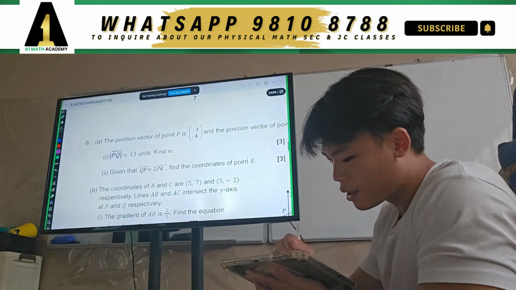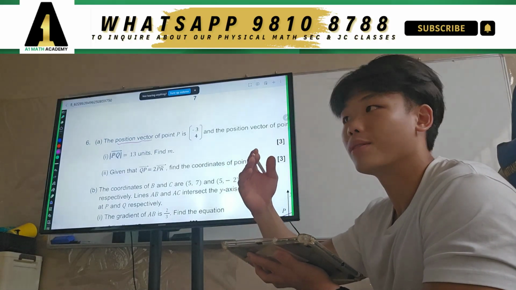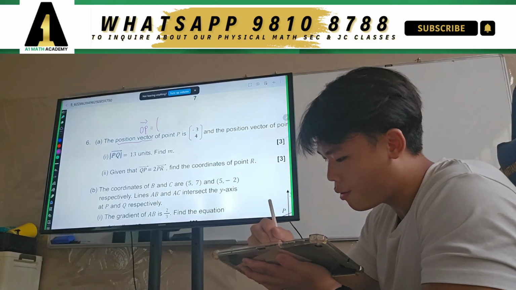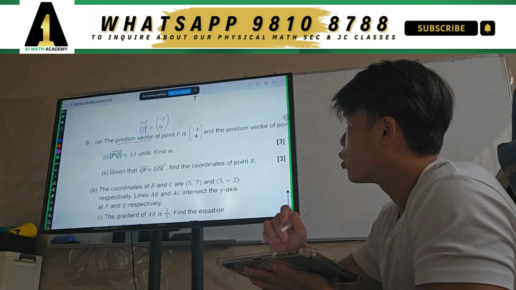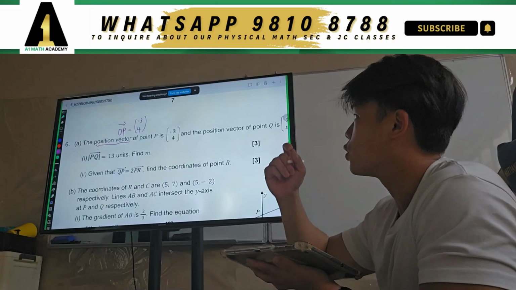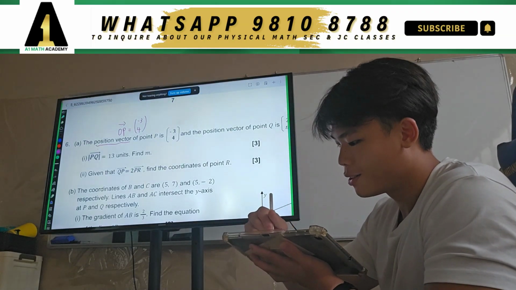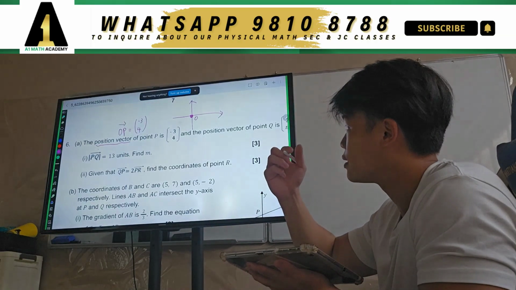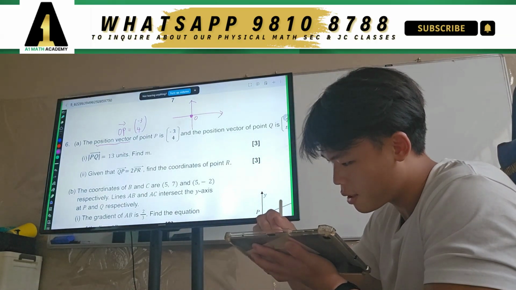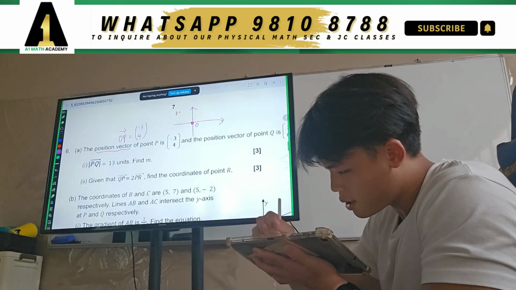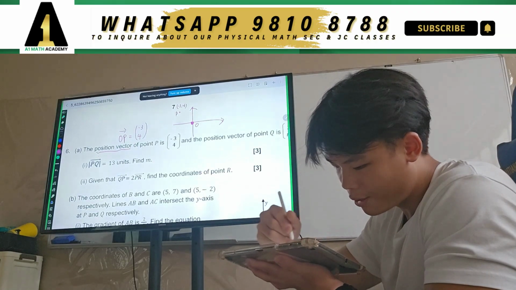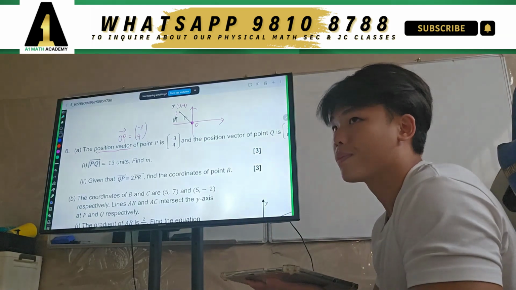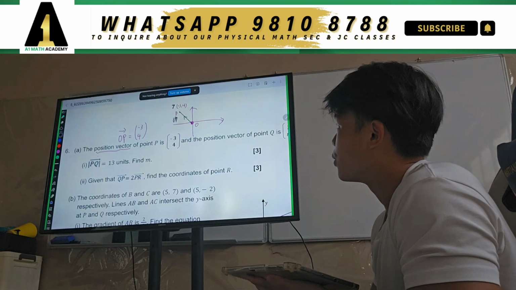They say position vector, right? Position vector means OP. OP is minus 3, 4. Position vector means your starting point is the origin. So let's say my origin is here, O. Then P is negative 3, 4. So P is here. Here is negative 3, 4. So this direction here, this is OP, minus 3, 4.